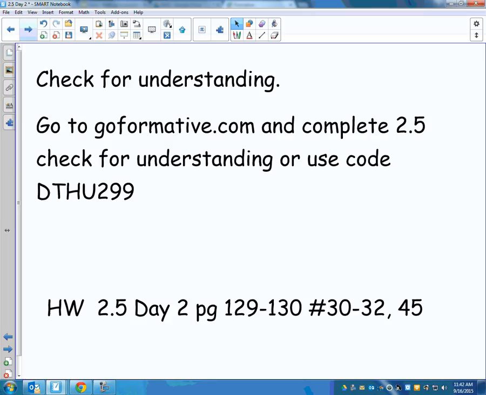Go to Formative, 2.5 check for understanding, or if you don't see it, you can type that code in. And then after you do that, I have homework for you, and you should have some time to work. 30, 31, 32, and 45. 30, 31, 32 are proofs. I think there's 3 proofs there, and only one of them is not. 2.5 check for understanding.